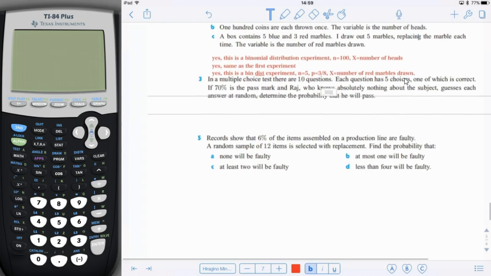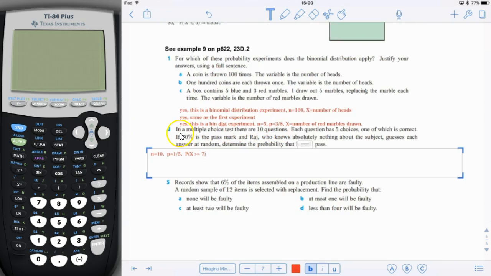So let me get the information we can out of the problem here. In a multiple choice test there are 10 questions, so that would be n trials, or 10 trials. Each question has 5 choices, so the chance that you would get a question correct guessing would be 1 out of 5, right? And then finally, if 70% is the pass mark, Raj, who knows absolutely nothing, guessing at random, what's the probability that he's going to pass? So that's, what is the probability that big X is going to be greater than or equal to 7 questions correct, right?